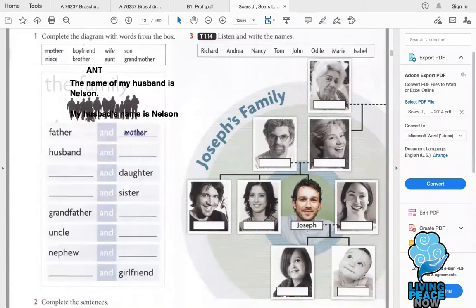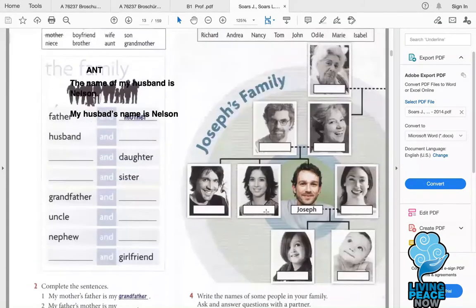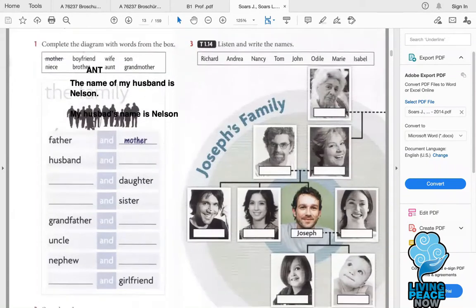So we have Richard, Andrea, Nancy, Tom, John, Odile, Mary, and Isabel. And we are going to put names in the blanks. But there is something in common between all these persons.